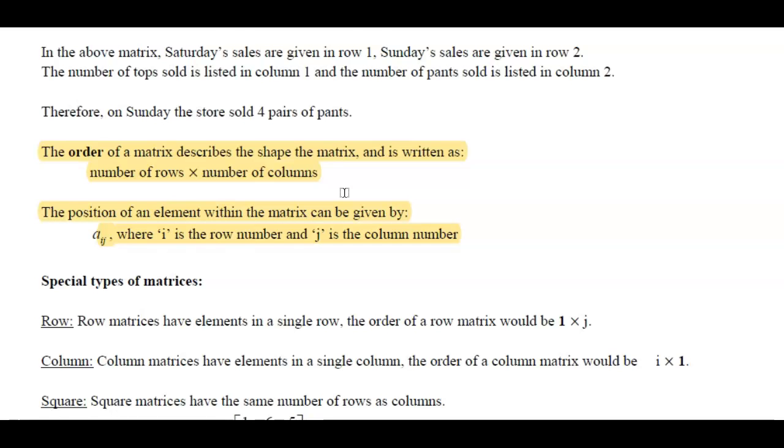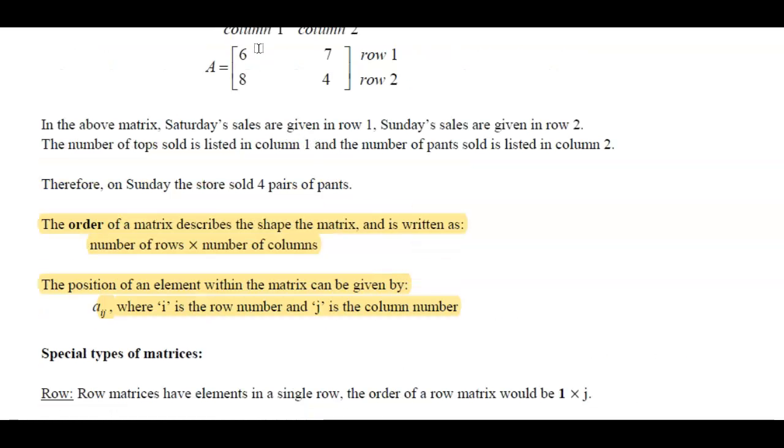So if we go back up to the previous example, 6 is element lowercase a, so see how our matrix is capital A. Lowercase a 1,1. It's in row 1, column 1. Number 7, the element is a 1,2: row 1, column 2. The 8 is a 2,1: row 2, column 1. And 4 is a 2,2: row 2, column 2.